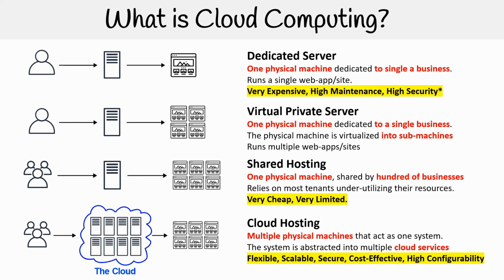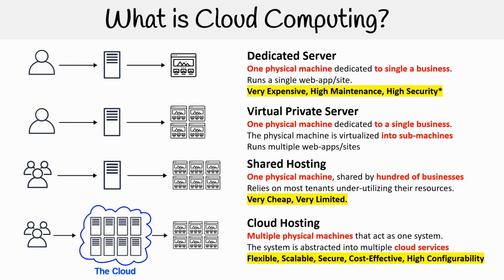And then along came cloud. And so what cloud did was, instead of using a single machine, you're able to use multiple physical machines that act as one system. So the system's abstracted away, and we just called them cloud services. And so the advantage here is that you get that virtual isolation, which you have with virtual machines, but you also get to save a lot of money because you're sharing the cost with a lot of other people, and you get all these other advantages.